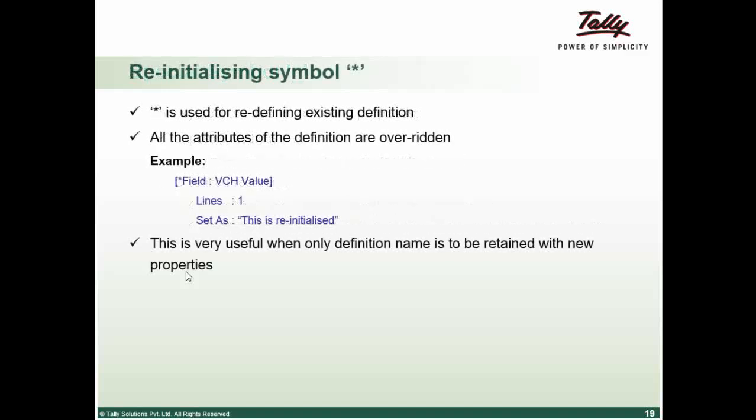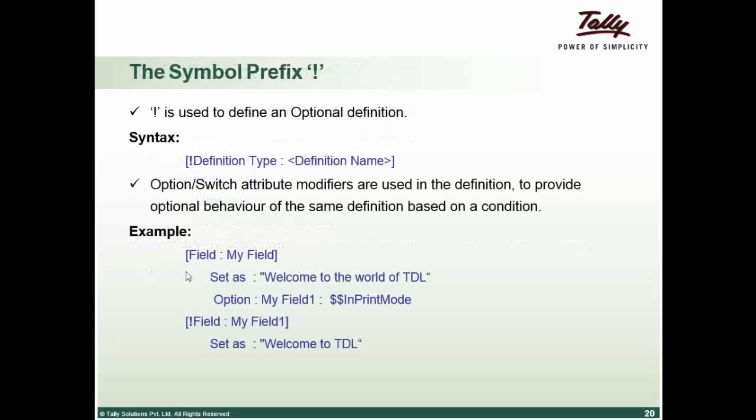Then we have the asterisk symbol, also known as a reinitializer. When an asterisk is used for an existing definition, all the attributes of the definition are overwritten. This is very useful when there is a need of completely replacing the entire existing description content with new code. Then we have the exclamation mark. It is used to define optional definitions, where the optional definitions can be called with the help of the attribute modifier switch and option.